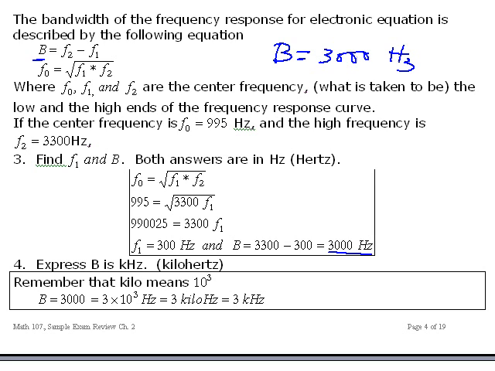Okay, so B is, can you express that in kilohertz? Remember, kilo means 10 to the third. So I can move the decimal point 3 places over here, then I will get kilohertz. 3000 equals 3 times 10 to the third, again that's hertz. It becomes kilohertz when I replace the 10 to the third by kilo, so that's 3 kilohertz, and then you can just write a lowercase k for the kilohertz.